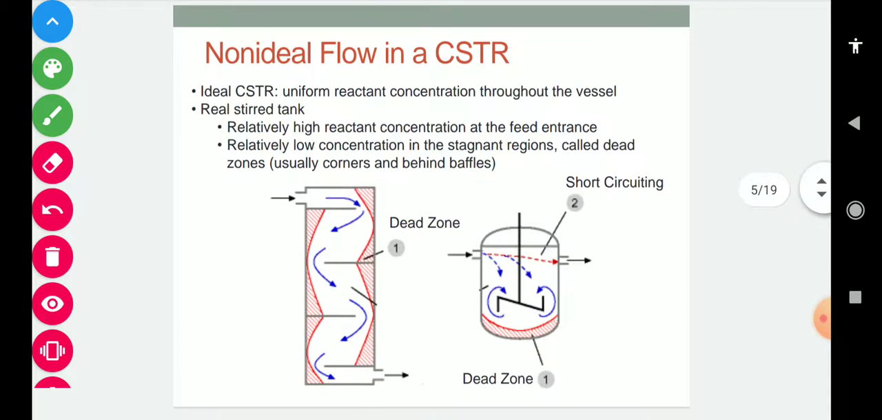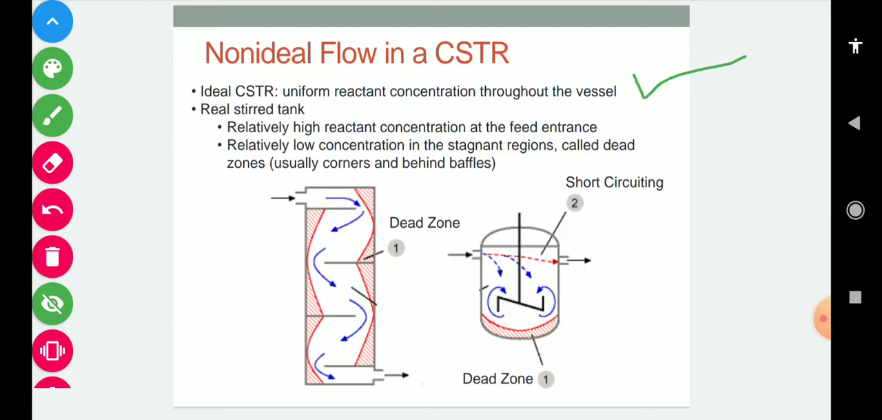Now we will focus on CSTR and PFR. So if we account for non-ideal flow in a CSTR, then first of all we should know what an ideal CSTR is. In an ideal CSTR, there is uniform reactant concentration throughout the vessel. It means there is perfect mixing. There is no dead zone, no short circuiting or bypassing. The reactant volume is perfectly mixed. So this is the case of an ideal reactor.